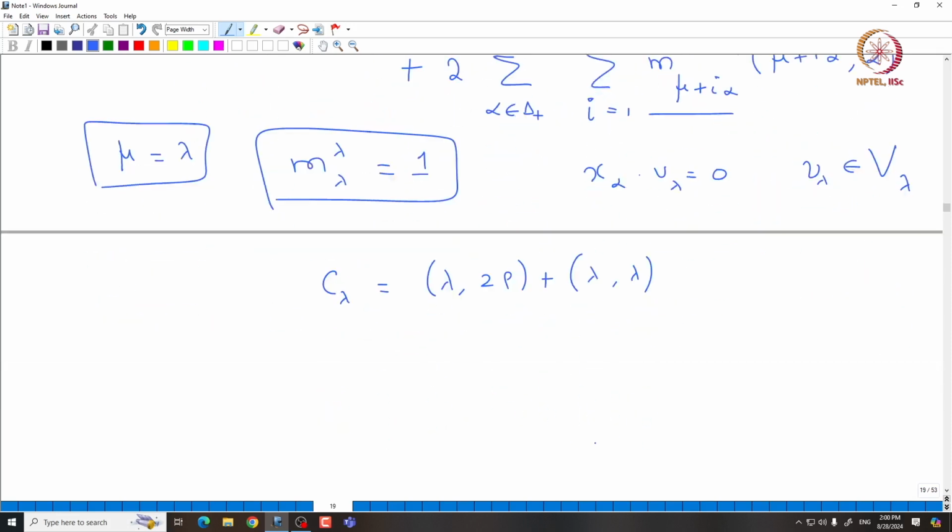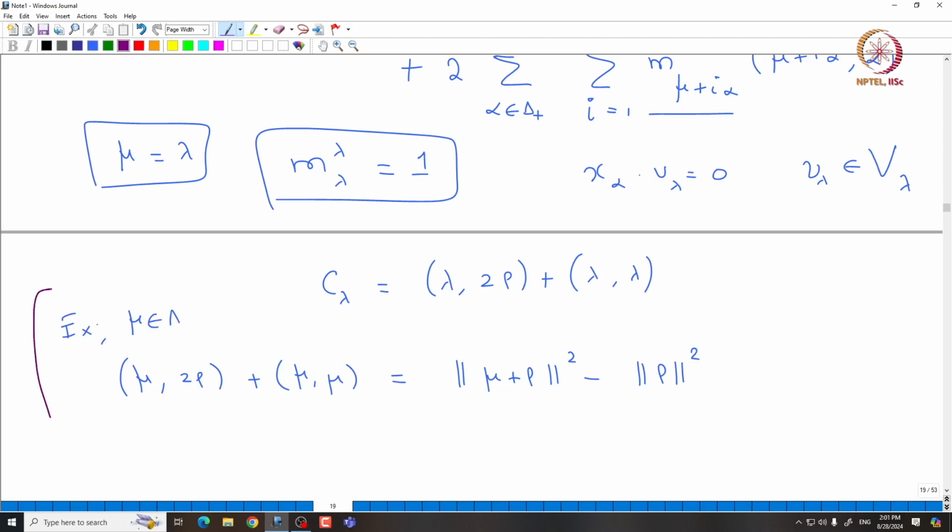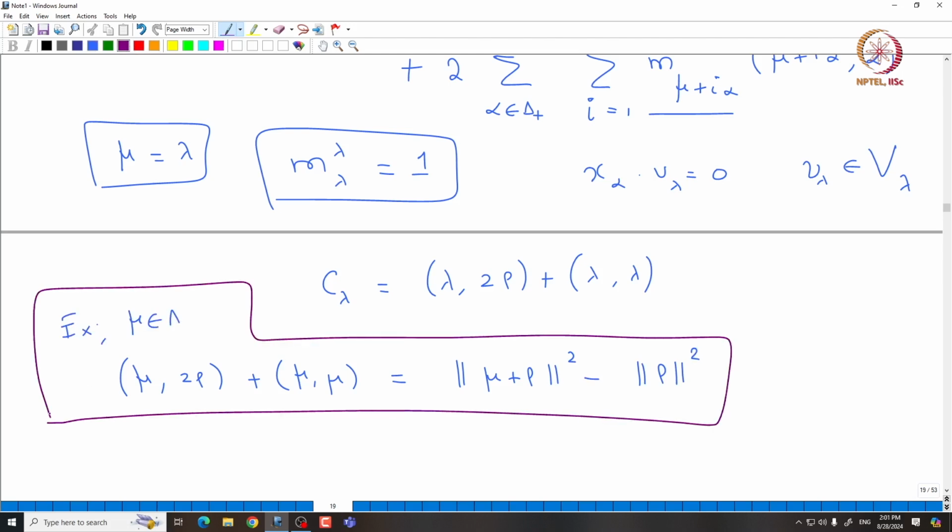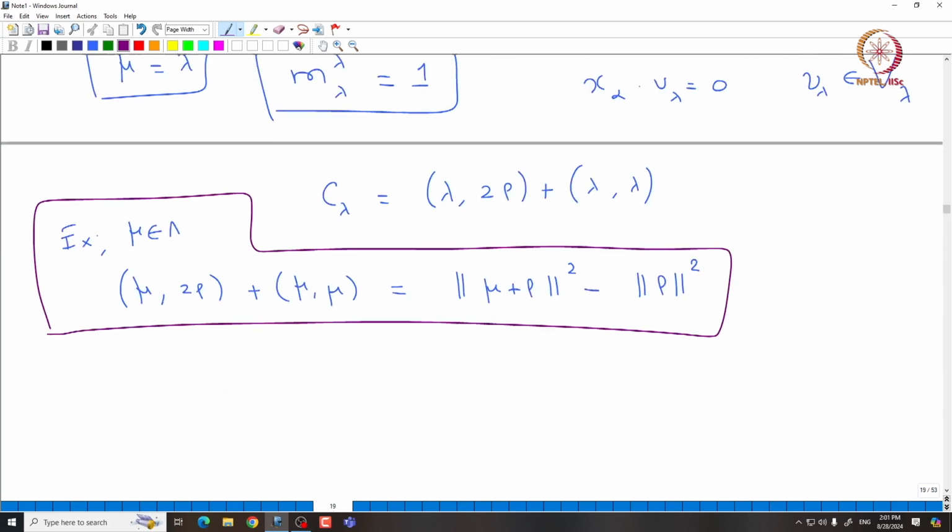But it is not hard to see that for any mu, mu comma 2 rho plus mu comma mu is exactly equal to the norm of mu plus rho squared minus the norm of rho squared. This is true for any mu in lambda. I will leave it as an exercise, this is not very hard. So, if you take any mu coming from lambda, the inner product mu comma 2 rho plus mu comma mu is nothing but the difference between the norm of mu plus rho squared and the norm of rho squared.